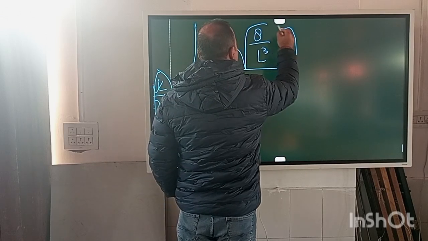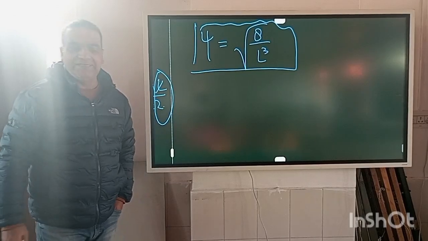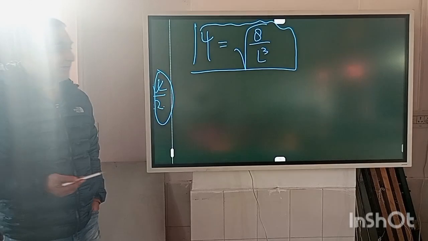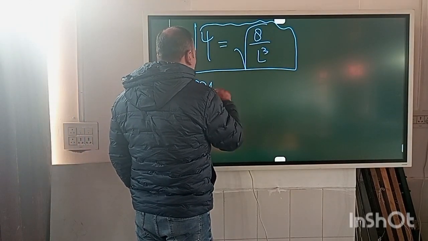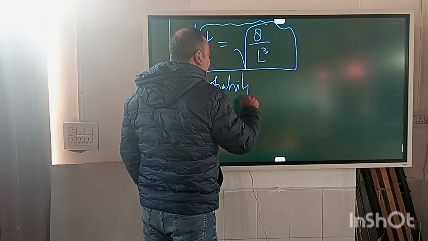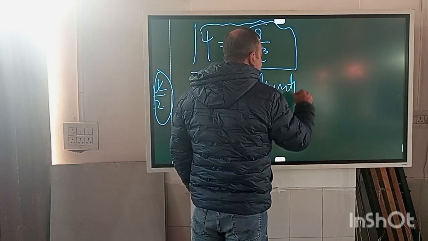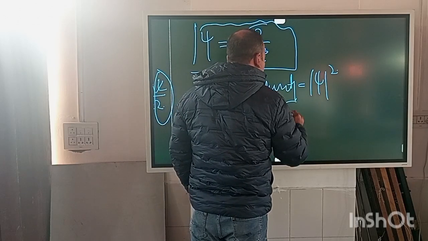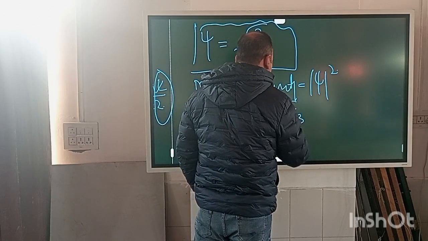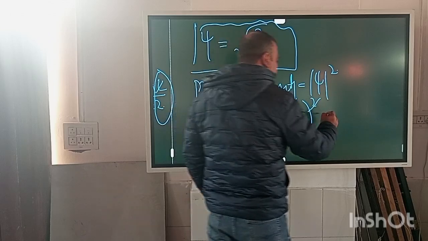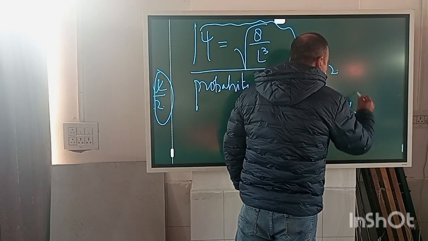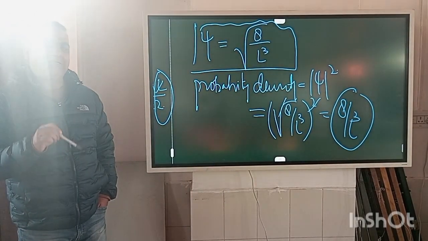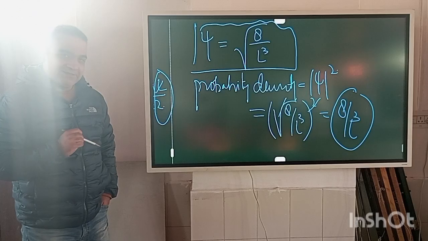But what we have to calculate is the probability density. In order to calculate the probability density, I will have to multiply psi with psi. So the probability density will be simply psi square. This psi is already calculated, so it will be under root of 8 by L cubed whole square, and square and root will cancel. So 8 by L cubed will be the probability density of this particle at the center of this cubical box. I think this does the work.